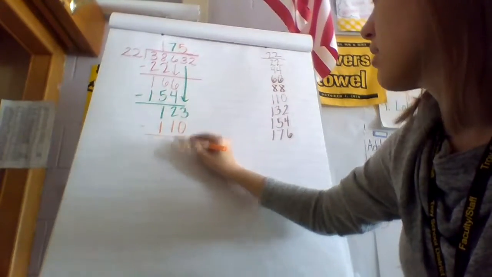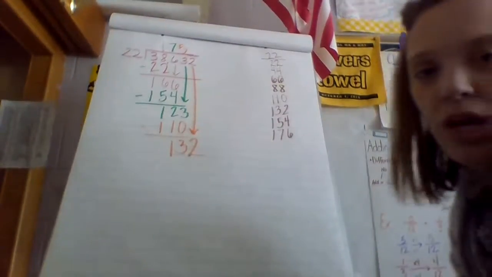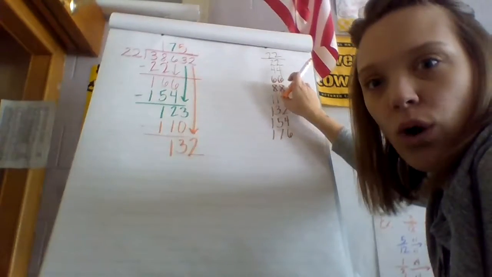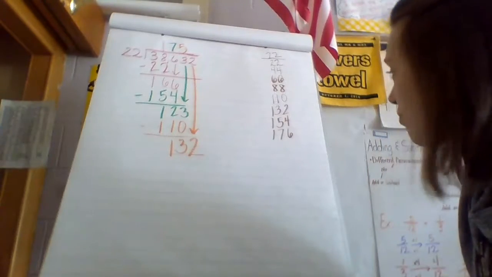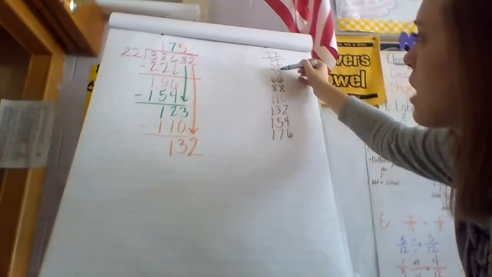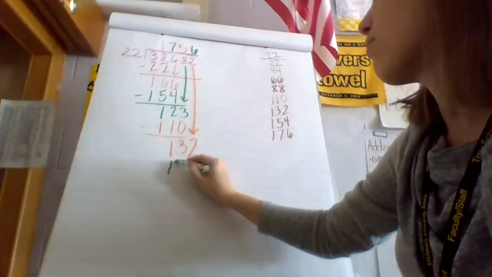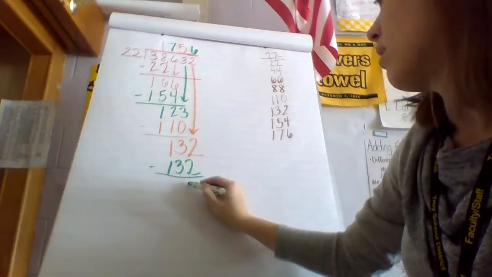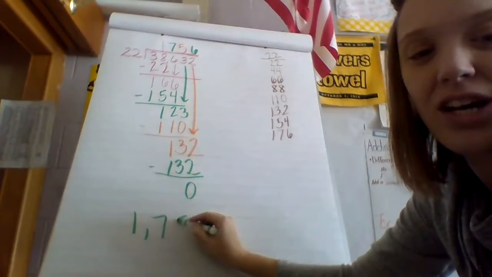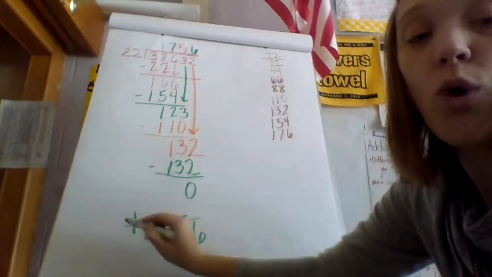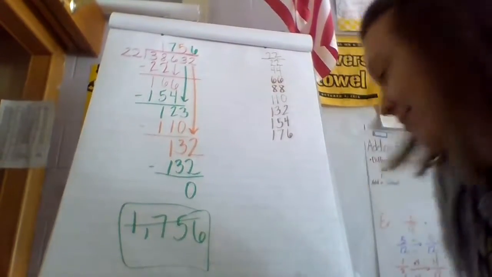Now I can subtract. Bring down my last number in the ones place, 132. Because I already did all the hard thinking work with my skip counting, this will be so much easier for me. 22 times 1, times 2, times 3, times 4, times 5, times 6. Boom, I hit it right on the head. My remainder is 0. So my quotient is 1,756 with no remainder.